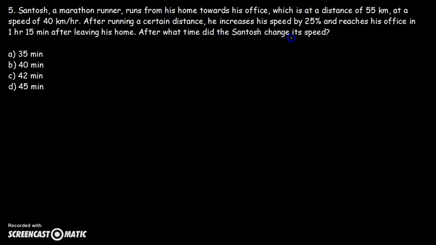This should be his speed. Now it is given that home to office distance is 55 kilometers. Santosh goes with a speed of 40 km per hour till some point, and then he increases his speed by 25%.